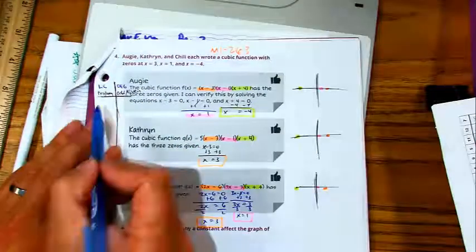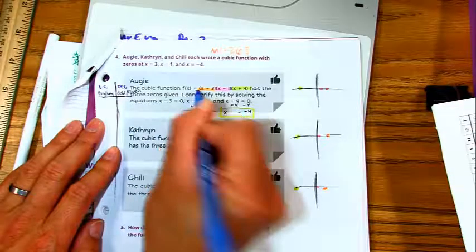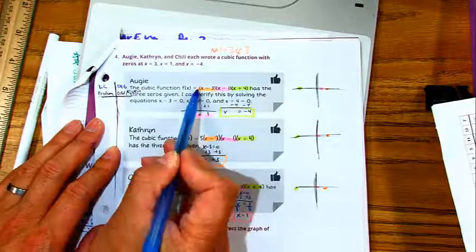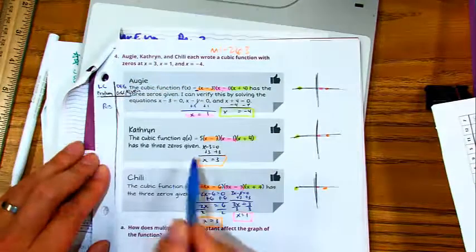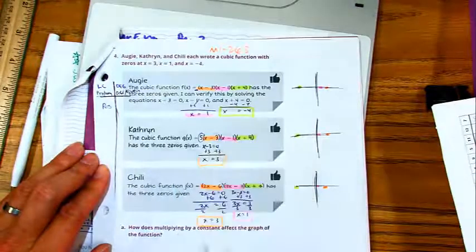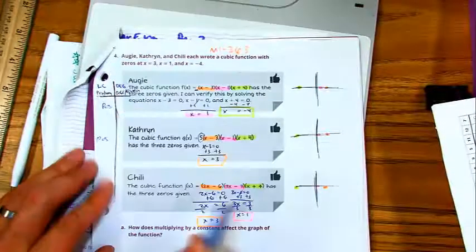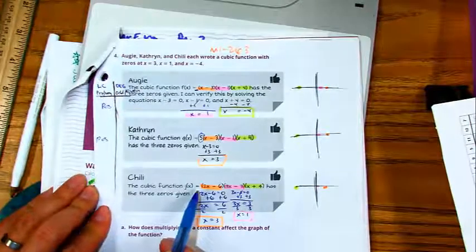So, the leading coefficient you should have recognized is out here. Class, is there a positive or negative number here? Positive. So Augie's is positive. How about Kathryn? Positive, and Chili's is positive.